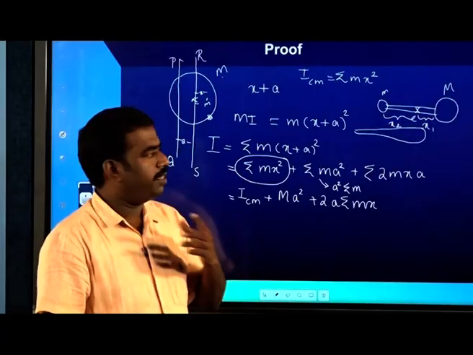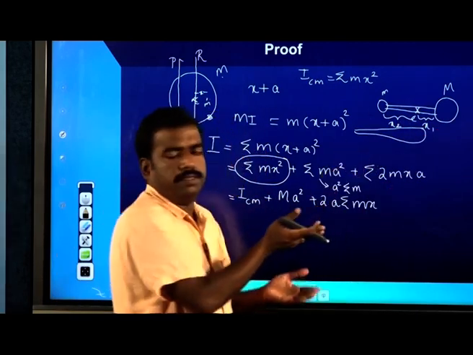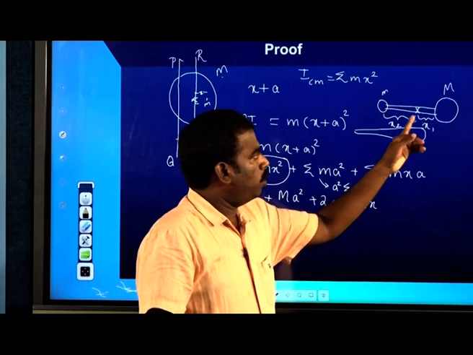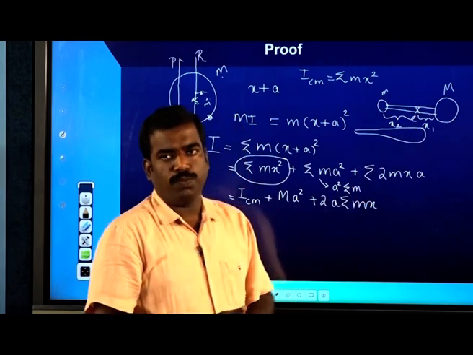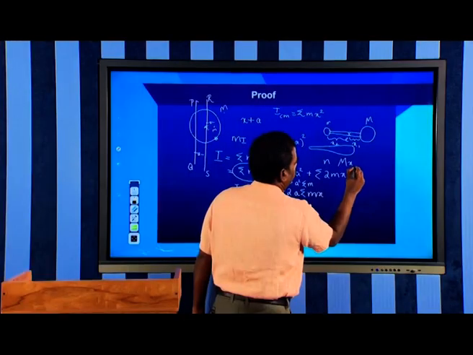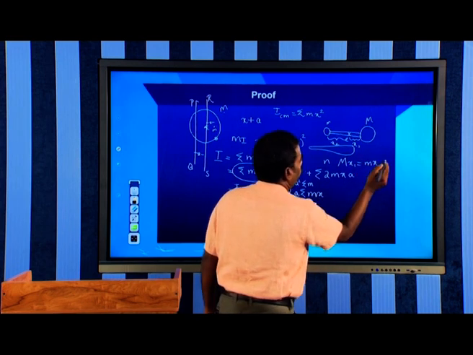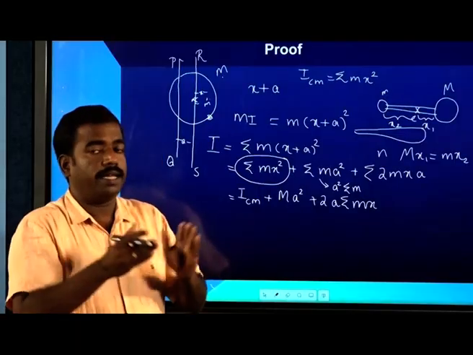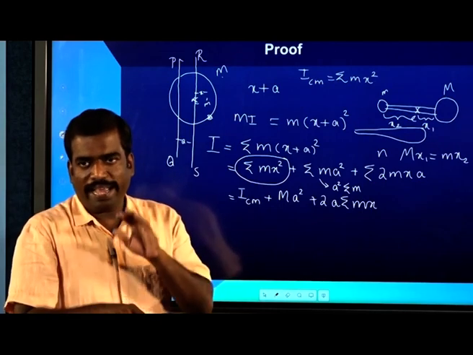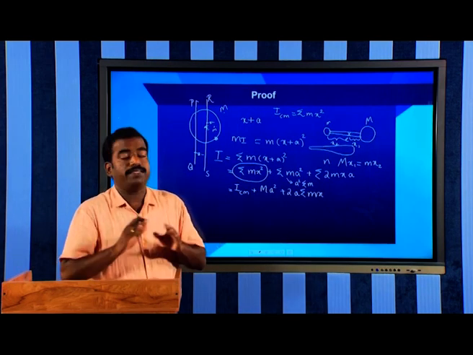The moment of mass is nothing but mass into distance from the center of mass. Here we can hold the whole system at the center of mass, because capital M into x1 must be equal to small m into x2. The products must be the same, equal and opposite, so that they cancel each other. That's why we are able to hold the system at the center of mass. In short, the moment of mass about the center of mass will cancel out.